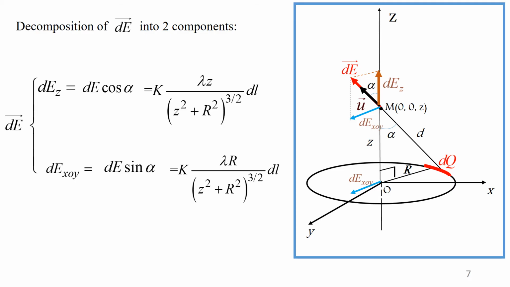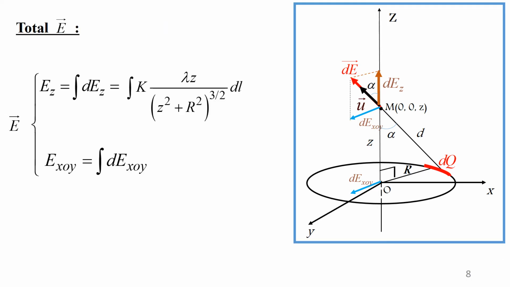Now I can perform the integral without any problems because all the dEz are in the same direction, and all the dEx or y the same thing. So we are ready to perform the integral. But before integrating, I want to use a trick in order to make the calculation of the integrals easier. The trick is the axial symmetry of the ring.